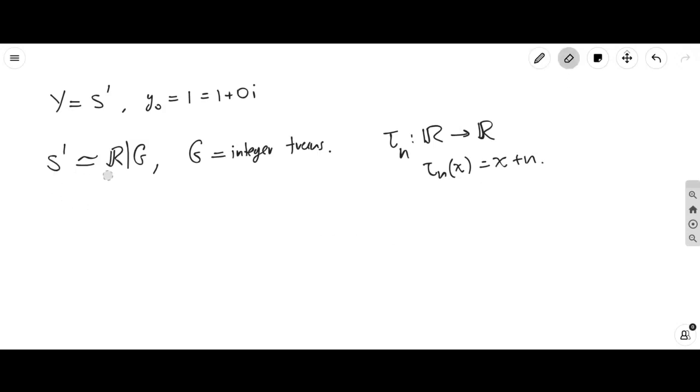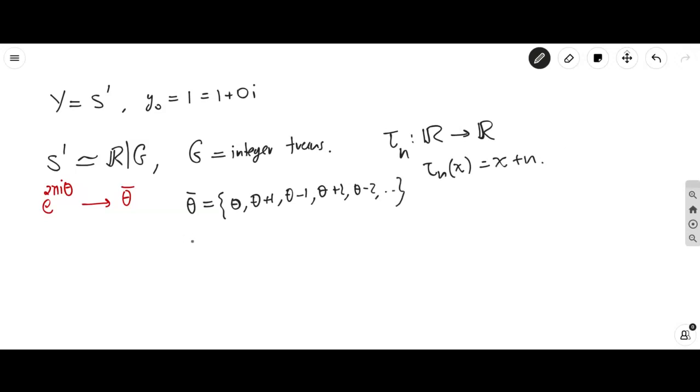And as we've talked about, we have this isomorphism, and the isomorphism is actually quite simple. If you have a point on the circle, which can be described as e to the 2 pi i theta, then you simply map that point to theta bar, where theta bar would be the translates of that point. So that would be theta, theta plus 1, theta minus 1, theta plus 2, theta minus 2, and so on. This is exactly theta mod G. These are all of the points on the real line that are equivalent to theta with respect to this group. So the translations of theta.